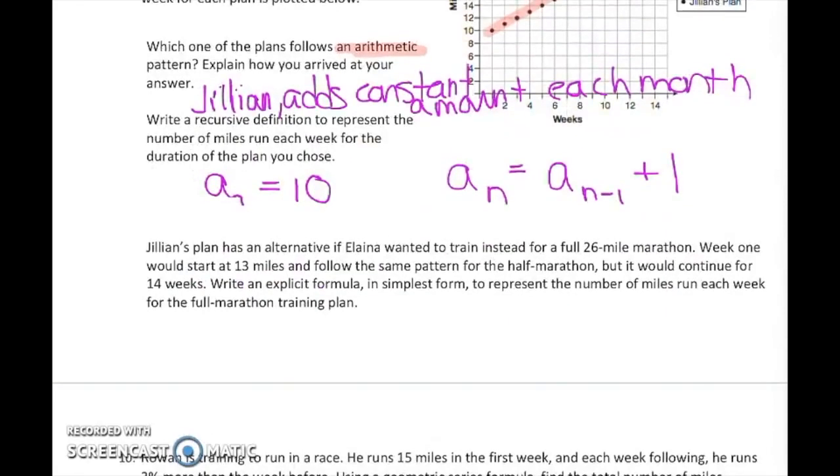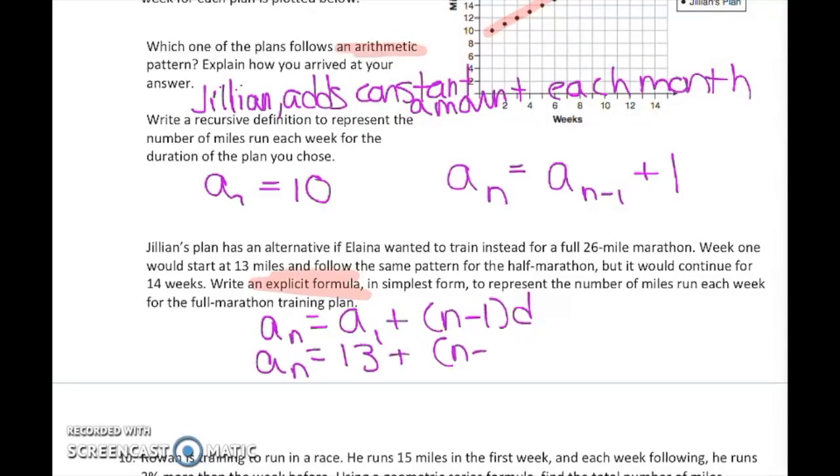Now, Jillian's plan has an alternative if Elena wants to train instead for a full 26-mile marathon. Each week would start at 13 miles and follow the same pattern as the half marathon, but would continue for 14 weeks. Write an explicit formula. That should always make you think, look at your formula sheet. So, a_n is a_1 plus (n minus 1) times d. a_n, I don't know, but that would be the initial plus (n minus 1) times your common difference. And that right there would be your explicit formula.